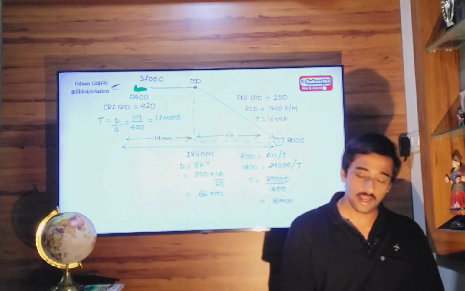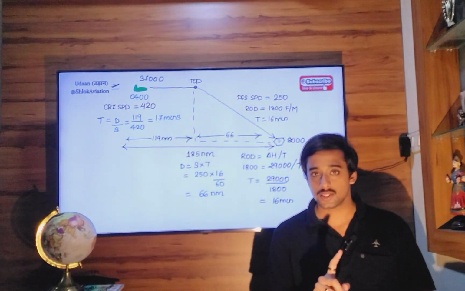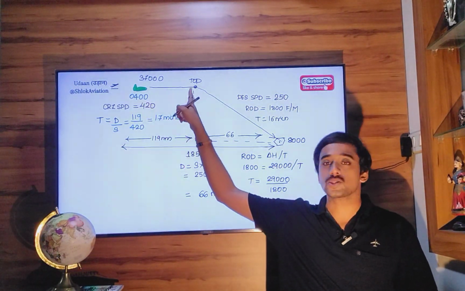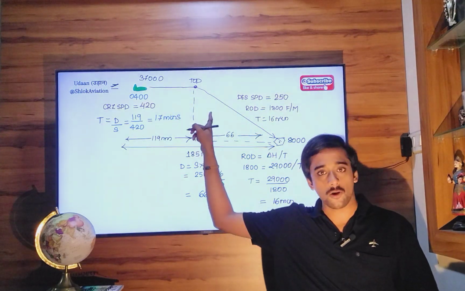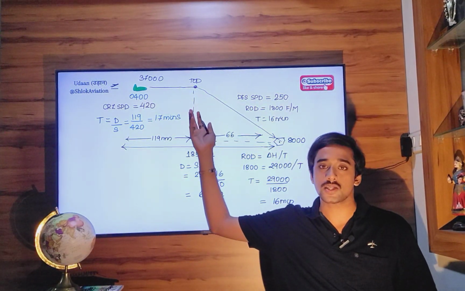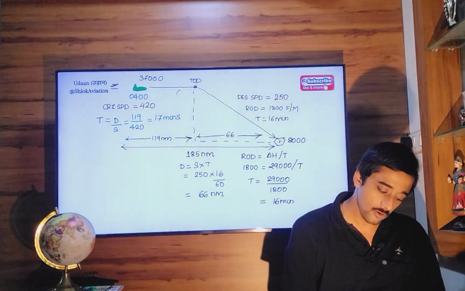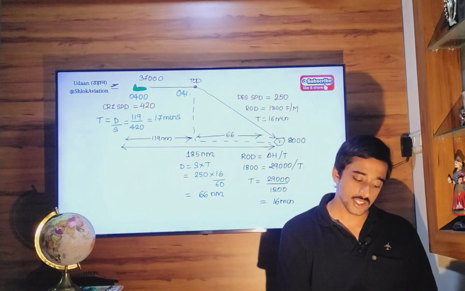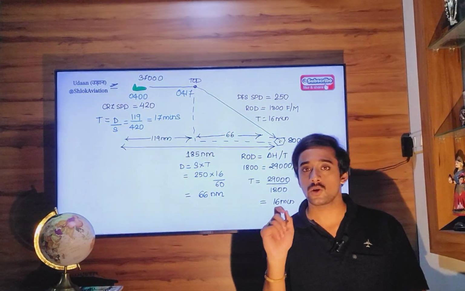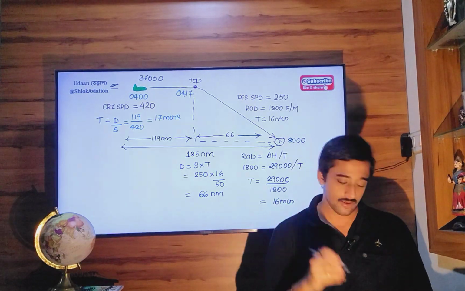So your aircraft will have to travel another 17 minutes from this point to this point before it begins its top of descent, or before it begins its descent phase. So 4 o'clock plus 17 minutes is 0417. So it must begin its descent at 4 o'clock 17 minutes, 4 hours 17 minutes.